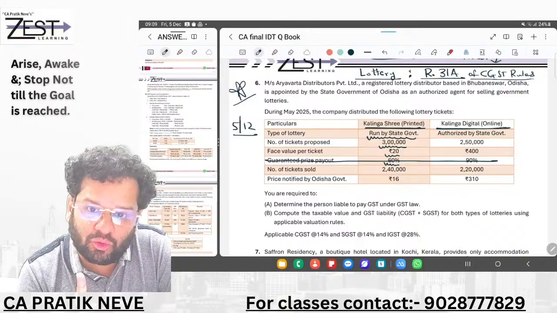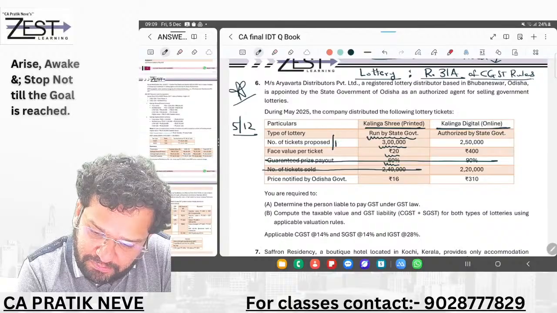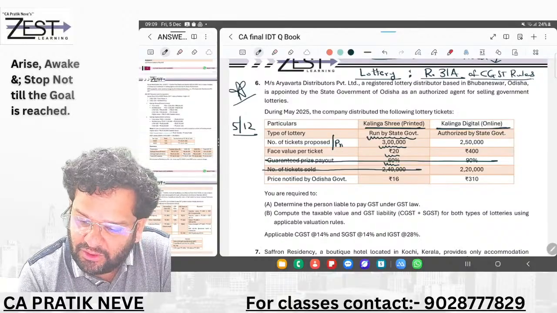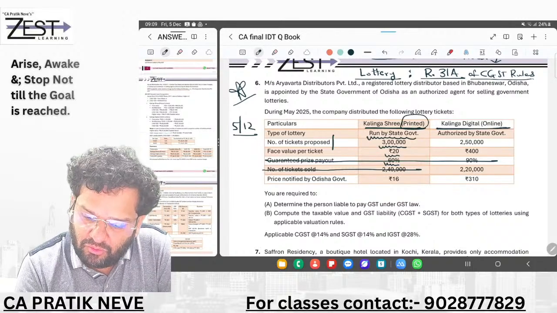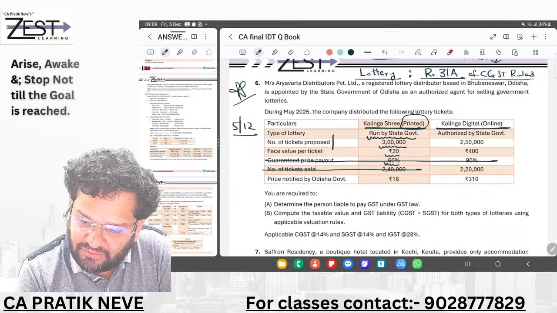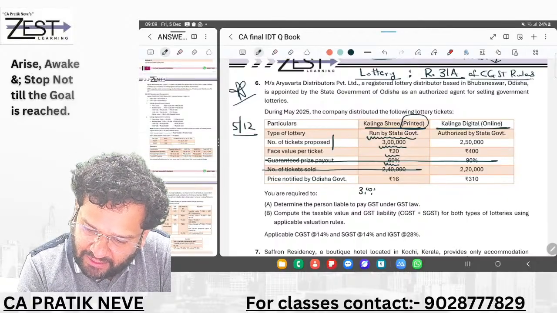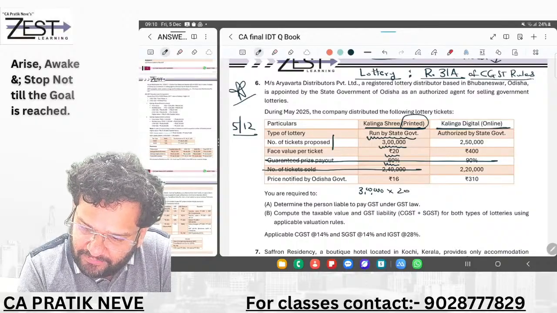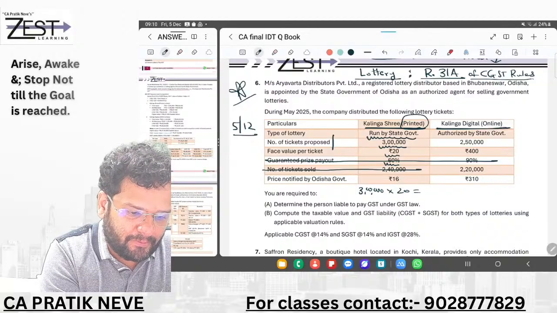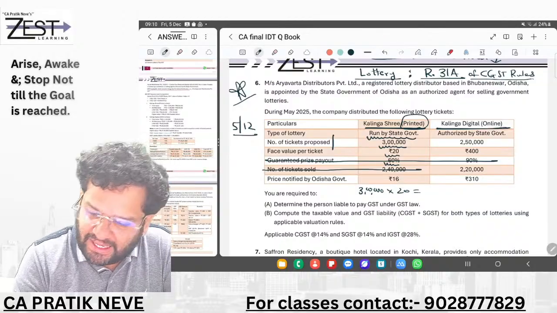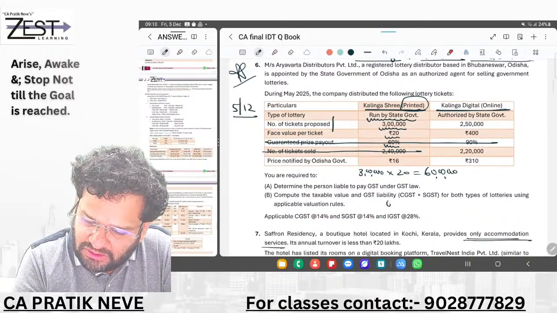Number of tickets sold doesn't matter. Number of tickets proposed or printed matters. Now yes, here they are printed. So value will be 3 lakh into 20, which is the face value. So face value is 60 lakhs.